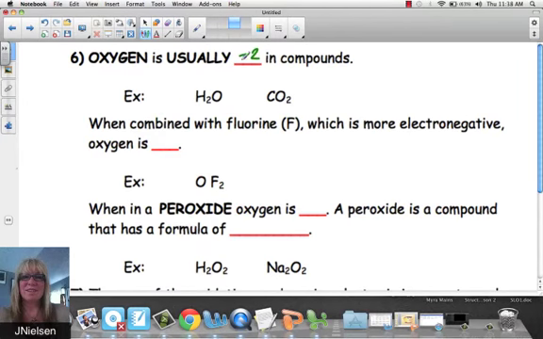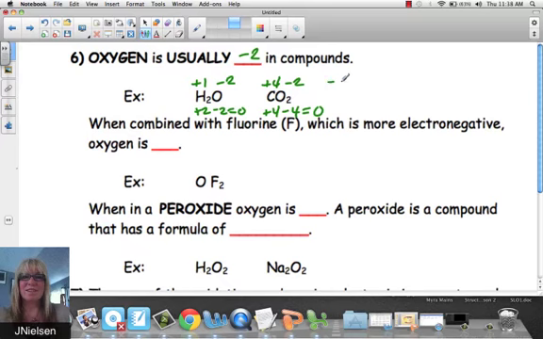Oxygen is usually -2 in compounds. Here H is +1, oxygen is -2. +1 times 2 is +2, and a -2, the net is 0. Here carbon is +4, oxygen is -2. So I have a +4, -2 times 2 is -4, the net charge is 0.